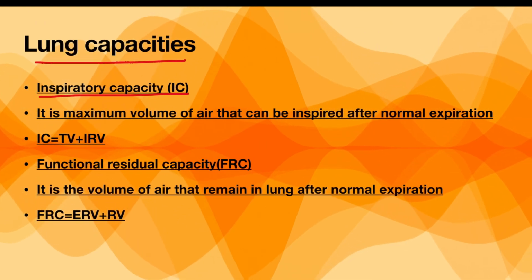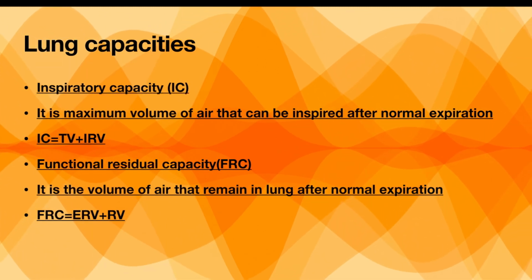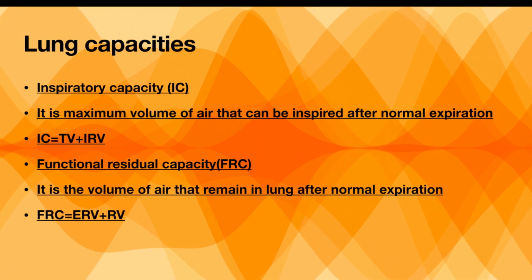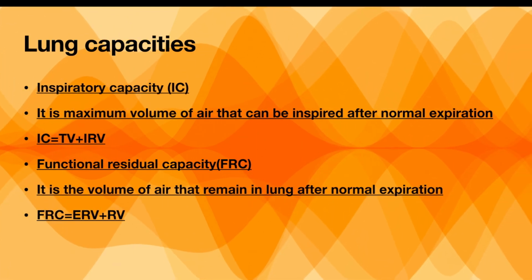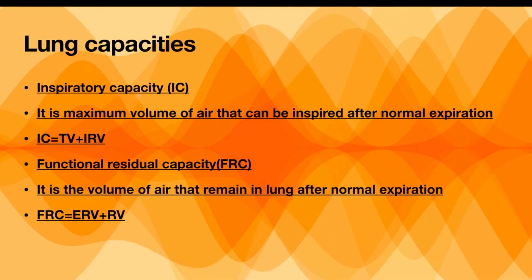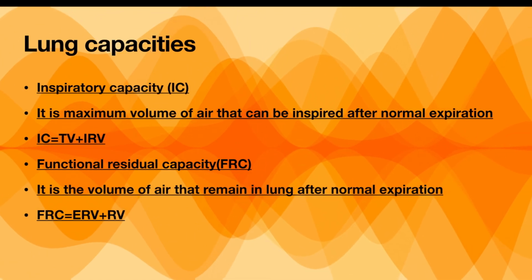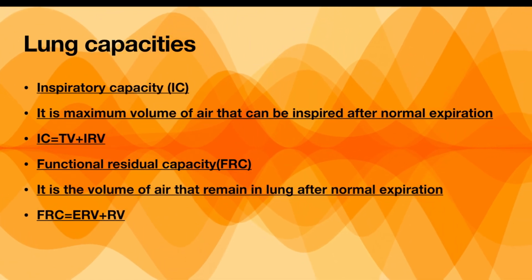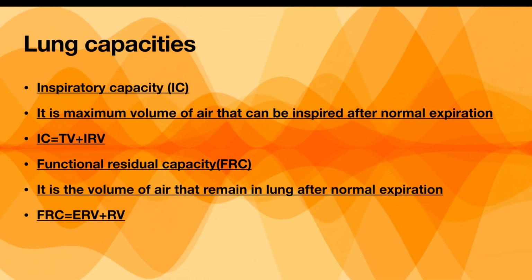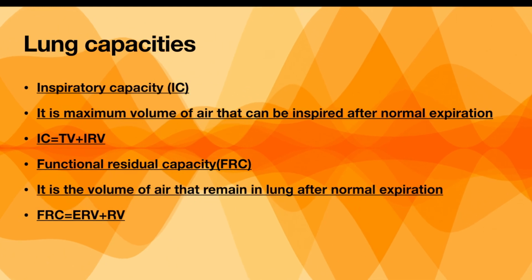Second is the functional residual capacity. It is the volume of air that remains in the lungs after normal expiration. FRC equals expiratory reserve volume plus residual volume. Here we should know the difference between the residual volume and functional residual capacity. Residual volume is the volume of air that remains in the lungs after forceful expiration, and FRC is the volume of air that remains in the lungs after normal expiration.